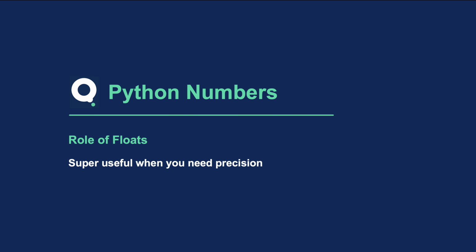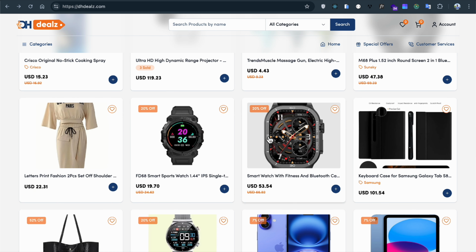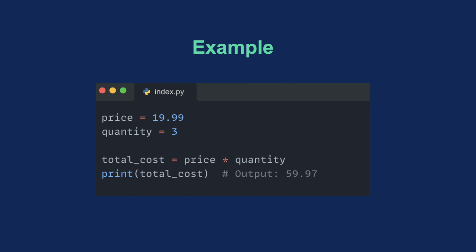Floats are super useful when you need precision. Think of them like a ruler that measures down to the millimeters, perfect for working with money or detailed measurements. As you can see in the example, Python handles floats with precision. You can see the price can be 19.99, it can be any currency, let's use dollars, and the quantity might be 3. So the total cost, if we multiply the price with the quantity, you can see we get a precise price, which is going to be 59.97 without losing any point. So now you can see how it keeps the decimal places intact, which is great for financial calculations.